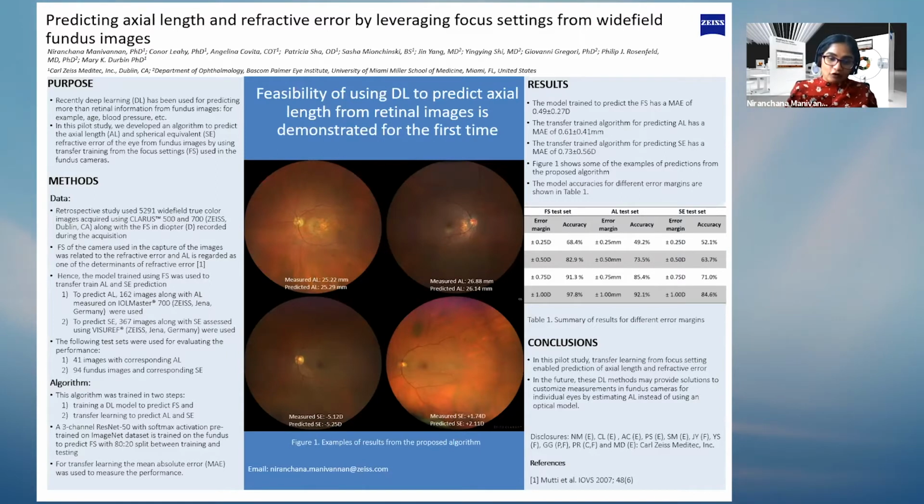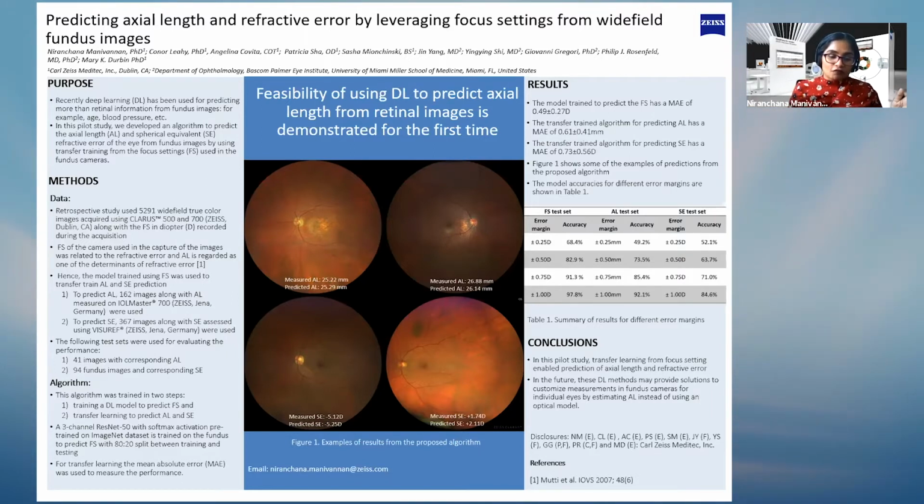The main bottleneck for training these kinds of deep learning algorithms is availability of the data. Getting a large data set with fundus image and then associated axial length and then the spherical equivalent can sometimes be difficult. So we are using an intermediate parameter called focus setting of the camera. Usually focus setting is related to refractive error, and axial length is regarded as one of the determinants of the refractive error. Hence, because all three of them are correlated, we decided we would use focus setting as an intermediate step for training the algorithm.